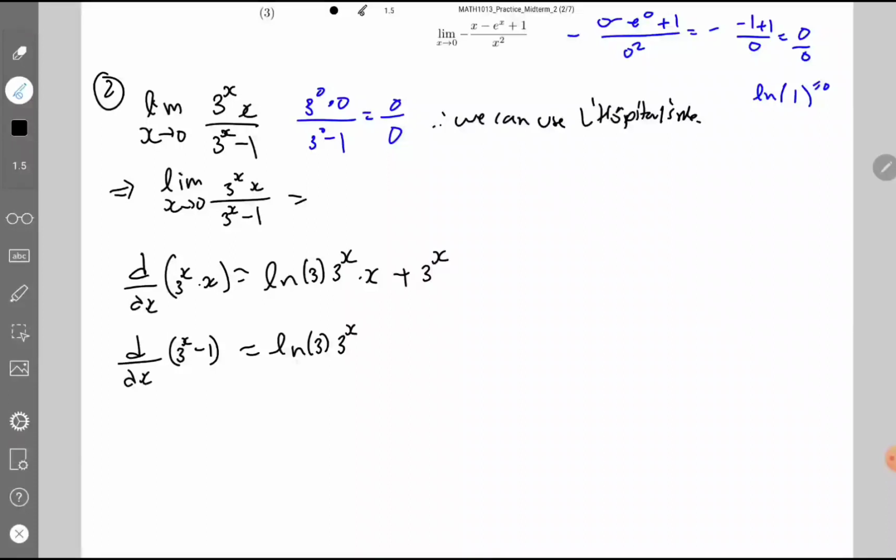And so looking at this, let's do this. So we have this is equal to, we keep this top part, so we have natural log of 3 to the x times x plus 3 to the x over natural log of 3 to the 0. So here, if you plug in, you'll notice that you don't get 0 over 0 or infinity over infinity. And so we're going to want to plug this in.